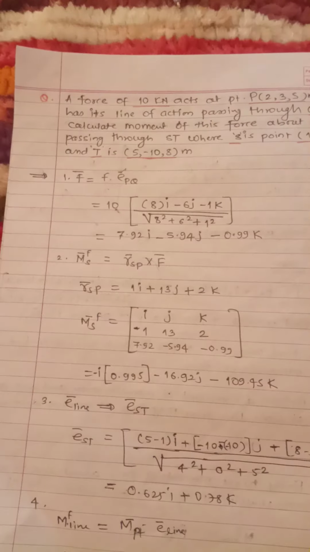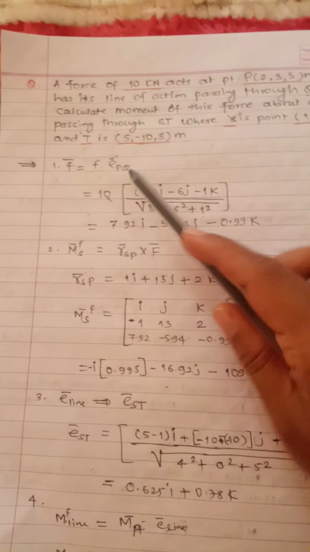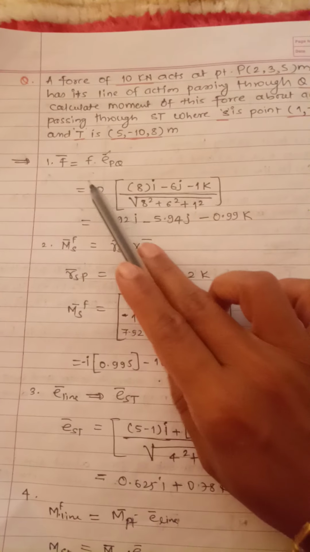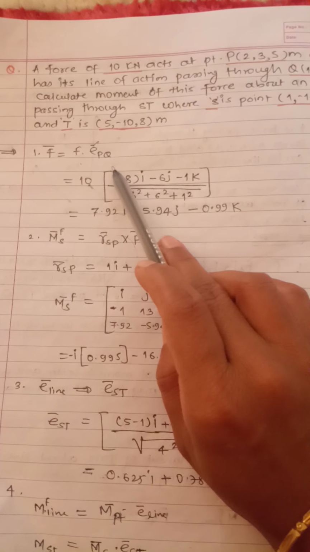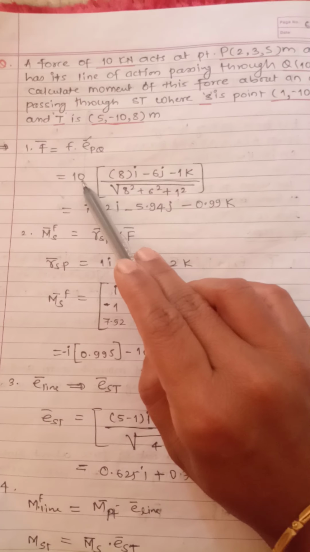Then what are the steps to be followed? First of all, work out the unit vector of the force. How are we going to work it out? We know the formula: F is equal to F times the unit vector of PQ. The value of F is 10, that's why it is 10.